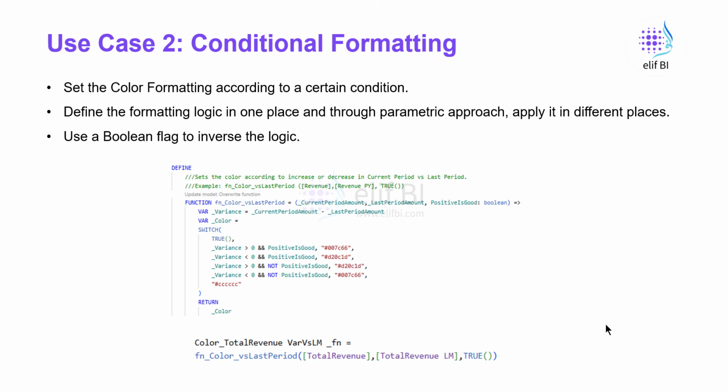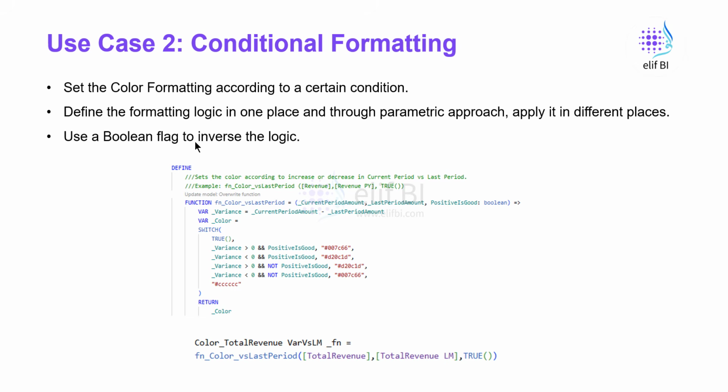The second use case we've got is the conditional formatting. This is also quite a common function and operation that we usually do in our Power BI reports, especially when we are doing these various reports in financial models and things like that. What we are doing here is that we set the color formatting according to a certain condition. We define the formatting logic in one place, and through the parametric approach, which is this one, we apply it in different places. That means we can apply it for month on month, for year on year, and so on.